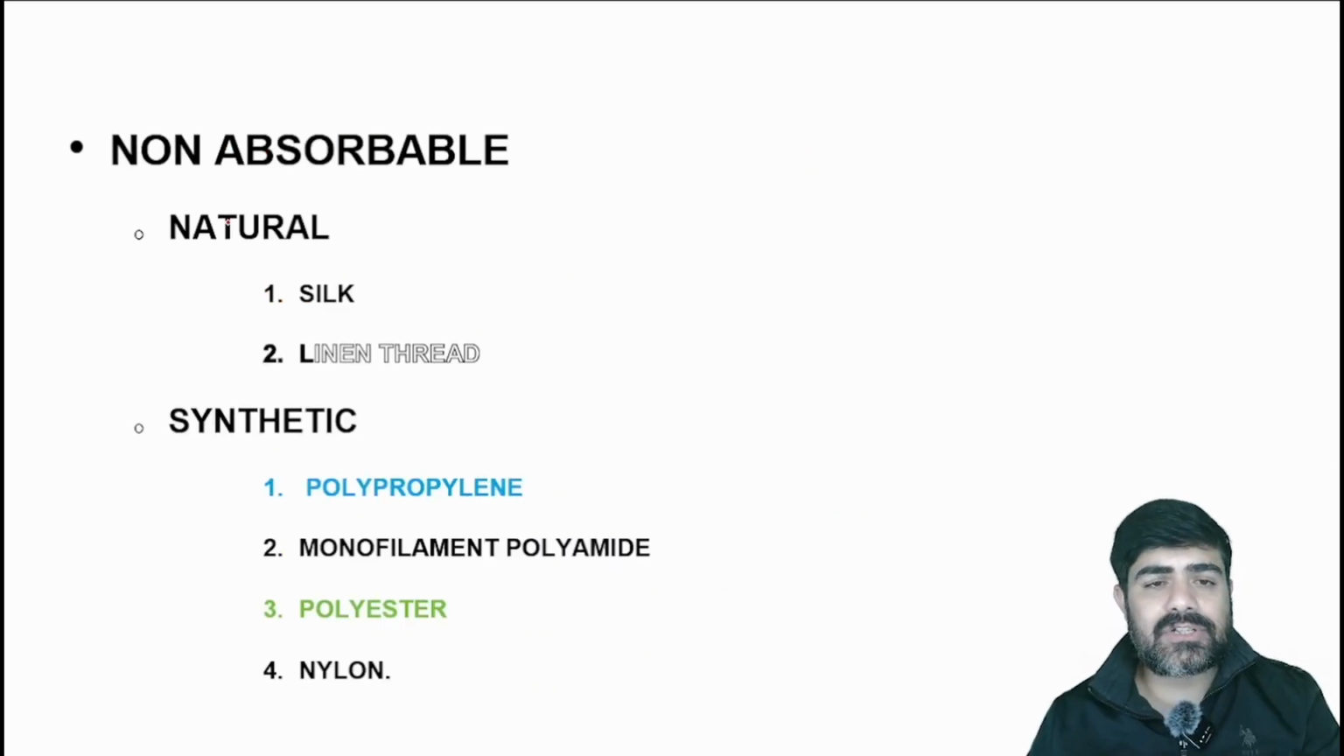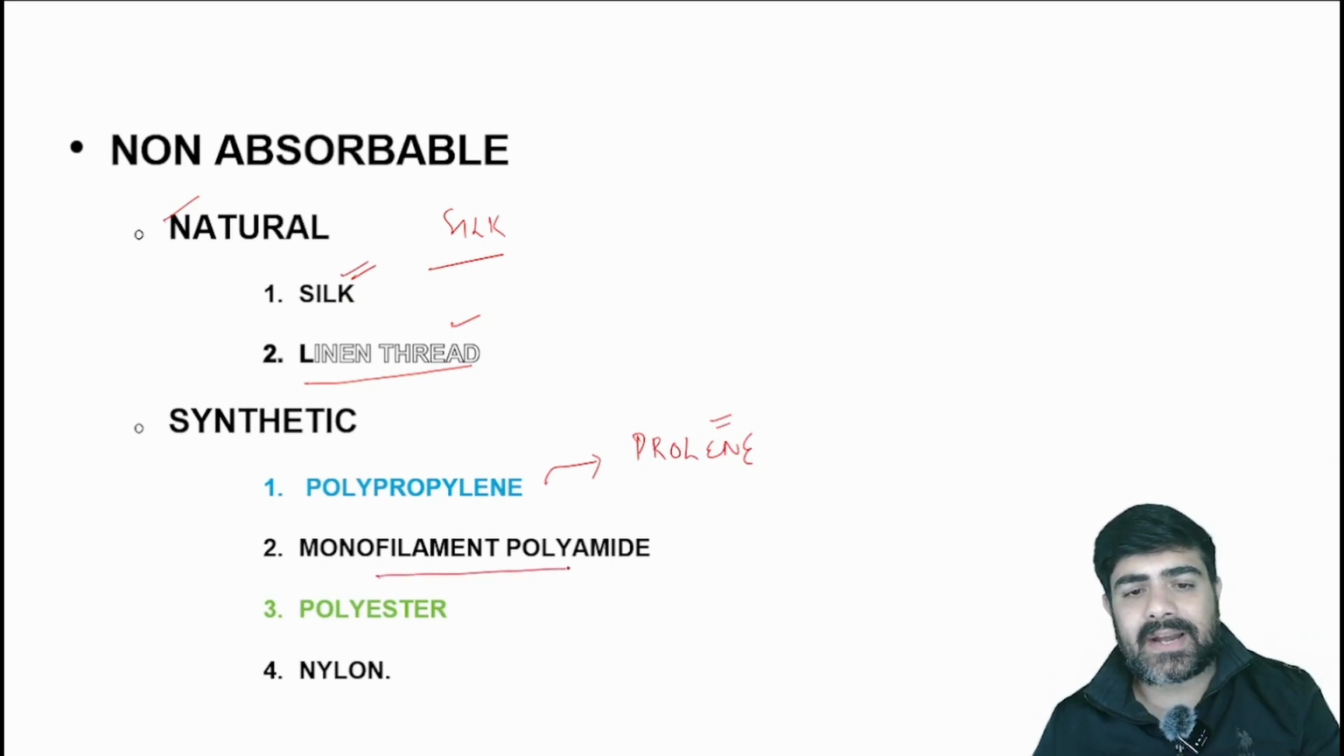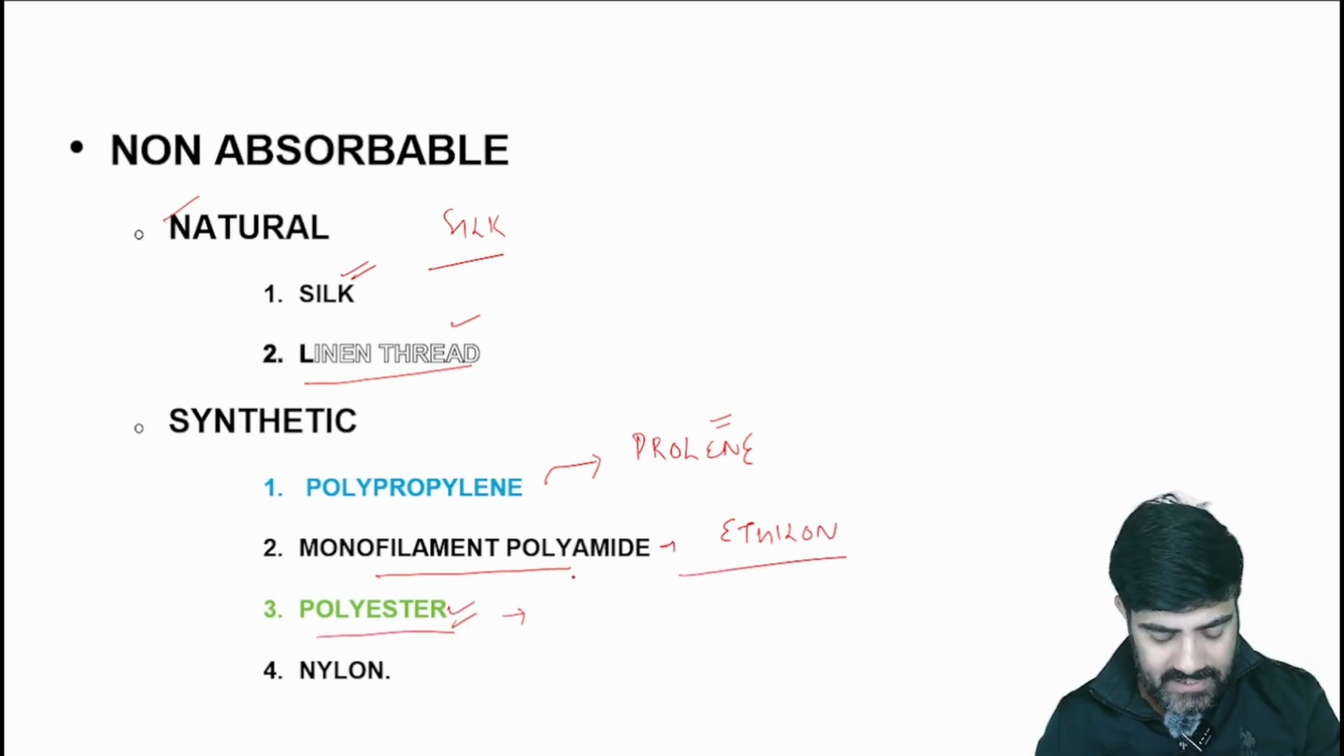Fine, non-absorbable sutures. First in natural we have silk. Okay, then linen thread, fine. Then in synthetic we have polypropylene, by the name of Prolene, commonly used. Then monofilament polyamide, that is Ethilon. Okay, Ethilon. Then polyester, it comes by the name of Ethibond. Okay, then we have nylon.